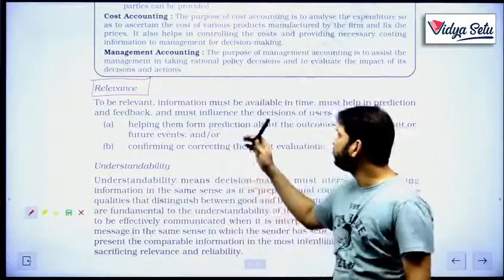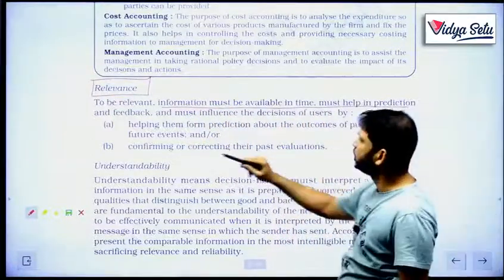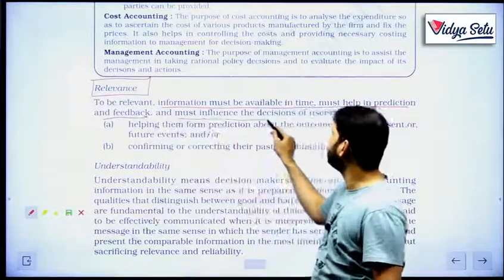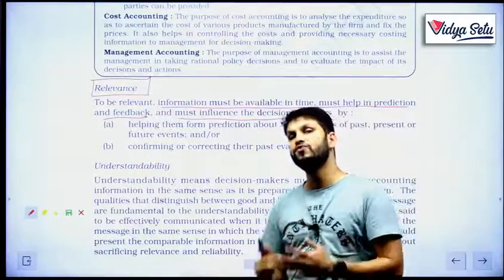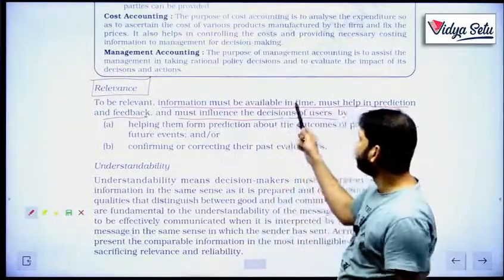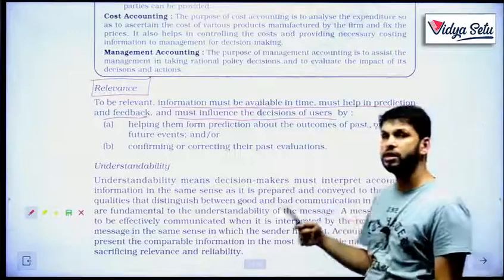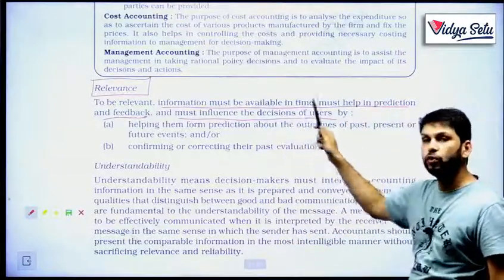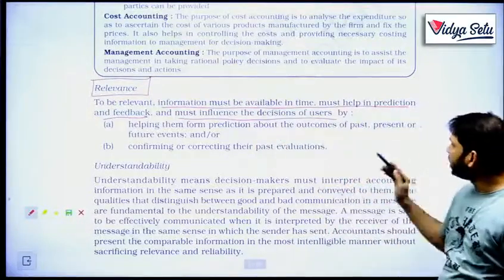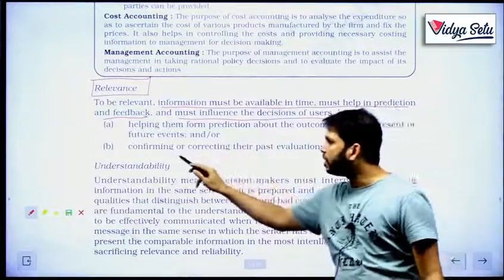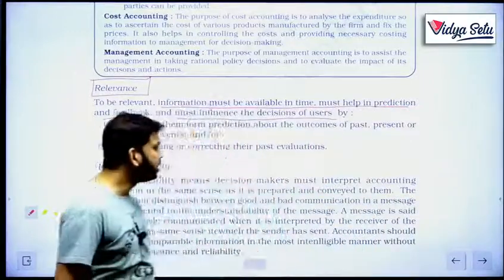To be relevant, information must be available in time, must help in prediction and feedback, and must influence the decisions of the users. So these are the three characteristics we need for information to be relevant. It should be available in time, must help in prediction and feedback, and should influence the decisions of the user. How? By helping them in predicting the outcomes of past, present and future events, and confirming or correcting their past evaluations.